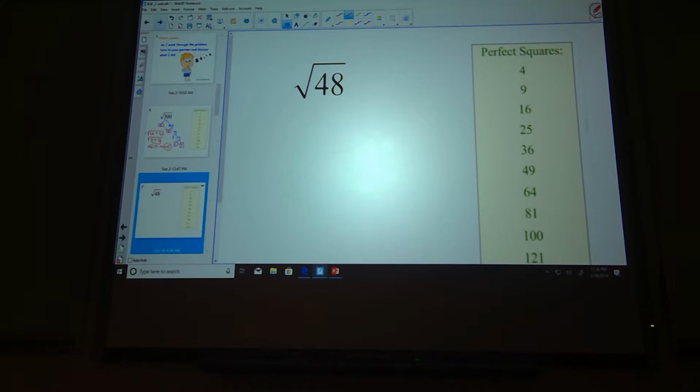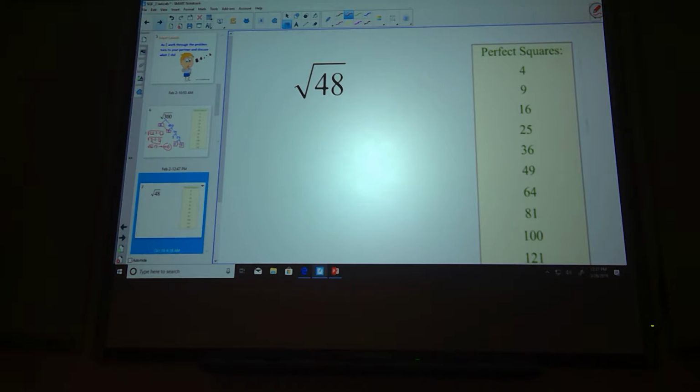Okay, so think about what 48 is to break down. Now, I know we can go on our calculator, square root of 48, you're like, hey, it's 6 point something forever. But let's break 48 down. So, question 1, do any of those perfect squares up there divide into 48?